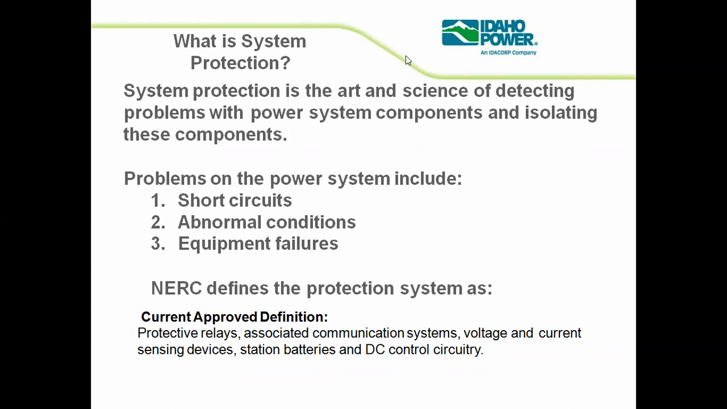So in this way, you can isolate your system, isolate your home, isolate your appliance when a fault occurs. So this isolation or detection of the problem is known as power system protection.